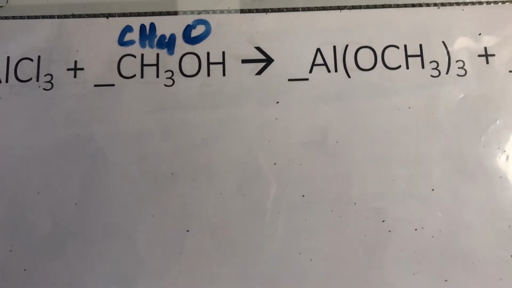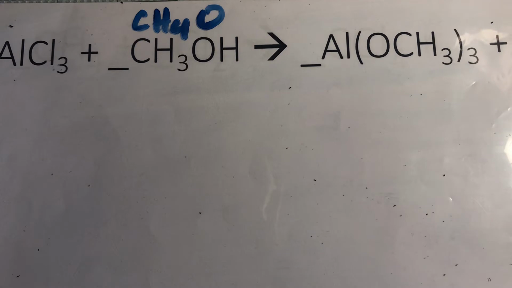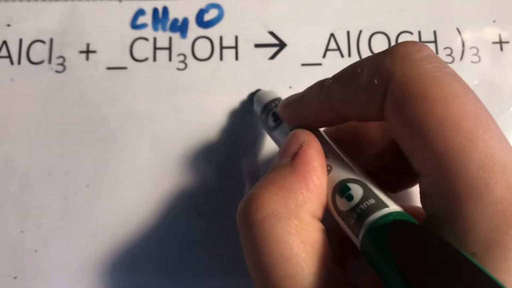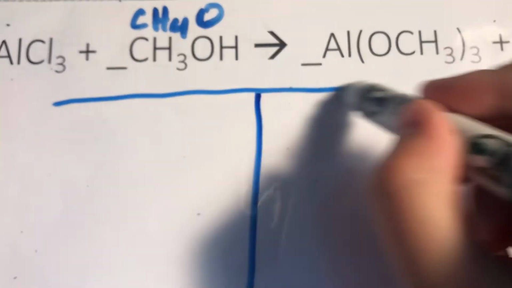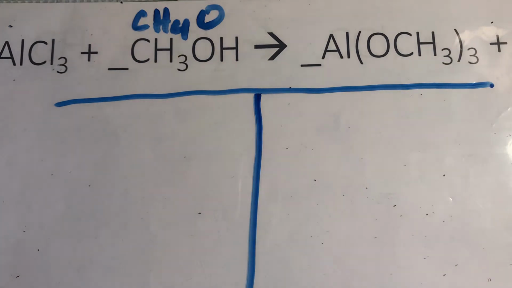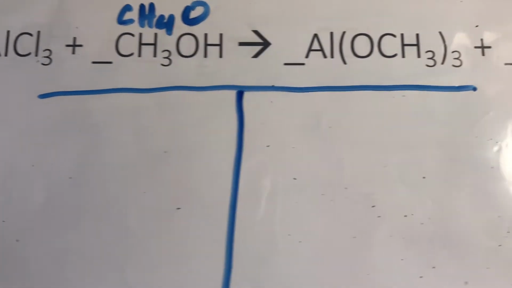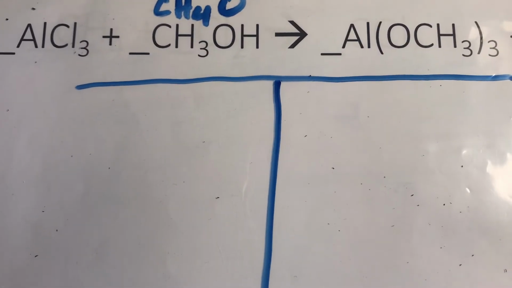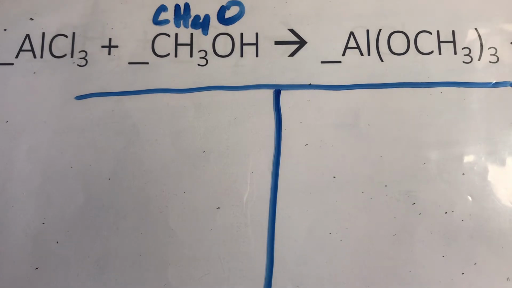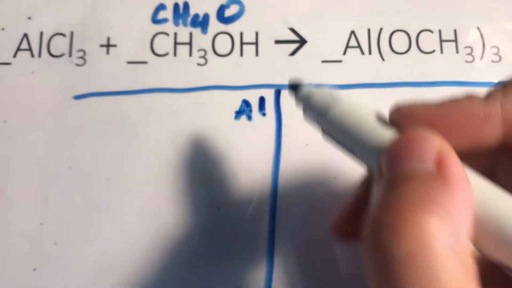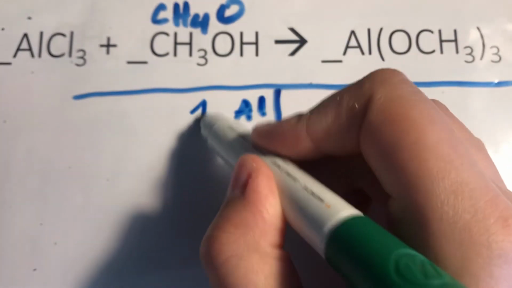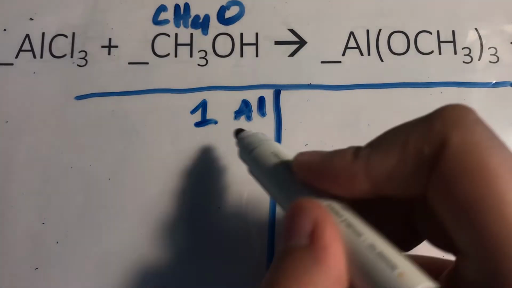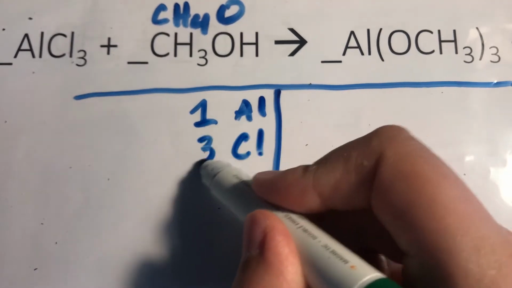Just like we've done in the previous examples, first thing you probably want to do is make a T-chart so we can start our bookkeeping process. We're going to go from our reactants to products and count up how many of each type of atom we got. On our left side we have aluminum, and we got one of those. We have chlorine, and we got 3 of them.